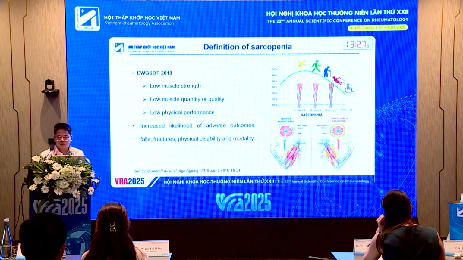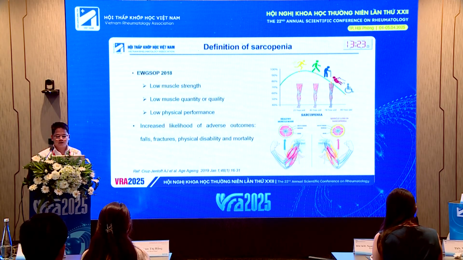Sarcopenia is a degenerative and generalized skeletal muscle disease in which there is a decline of skeletal muscle combined with low muscle strength and low performance. Sarcopenia is known to be associated with negative outcomes like fractures, disability, and increased mortality.